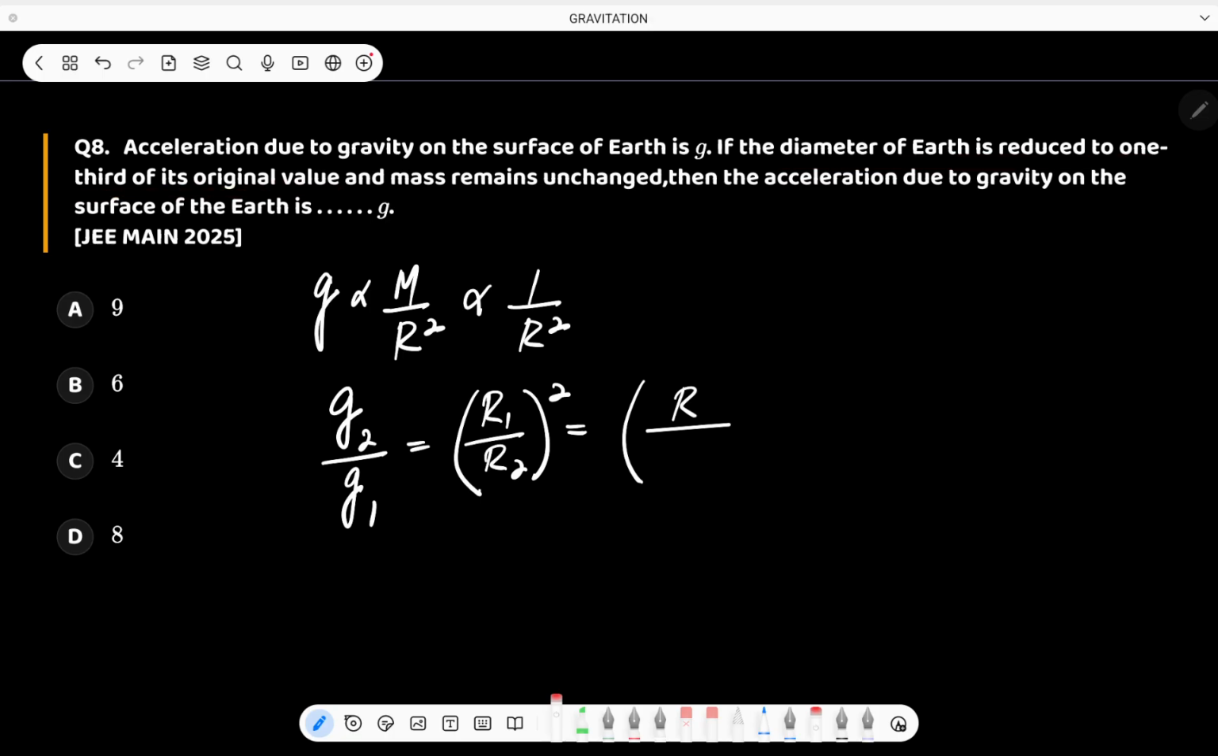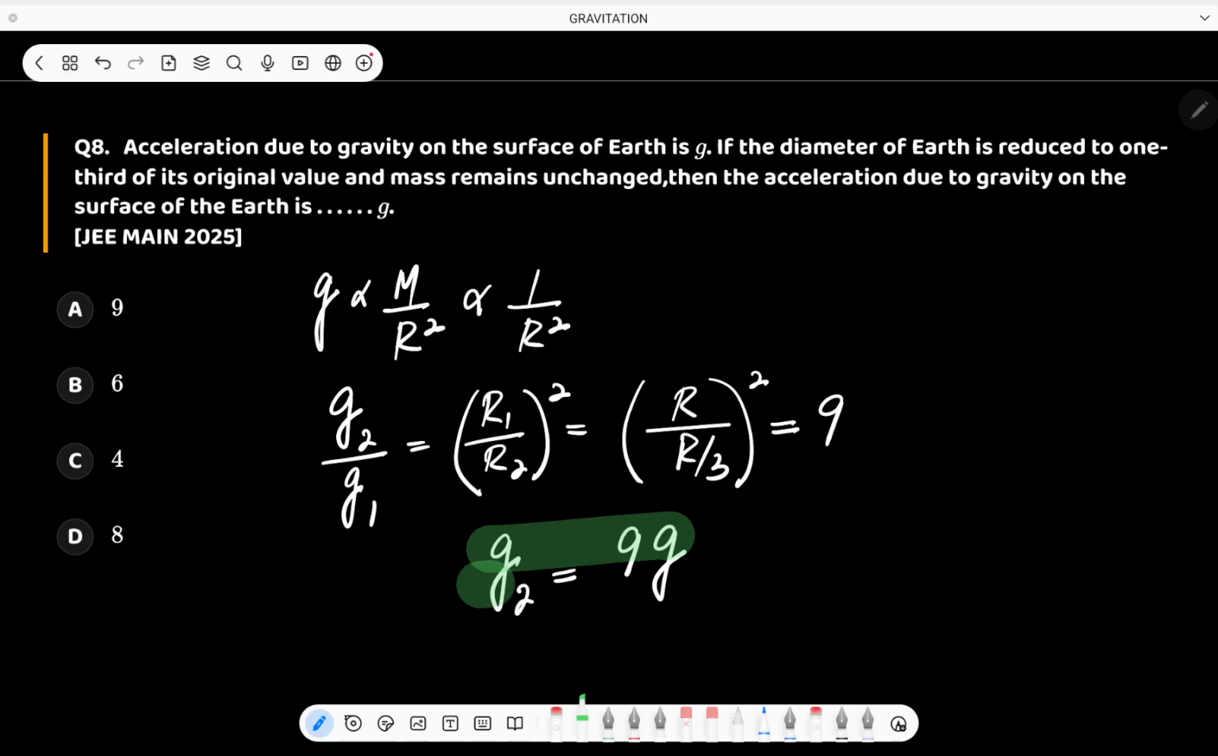जब हमने diameter को reduce किया 1/3, so that means radius will be also reduced to 1/3, which means that the new radius will be equal to r divided by 3 whole square. ठीक है जी? This r and this r will cancel. This 3 square is 9, so it comes out to be simply 9. तो इसका मतलब है acceleration due to gravity, new acceleration due to gravity will be 9 times the initial acceleration due to gravity, which is g. So this is the answer to this question, that g2 is equal to 9 times g.